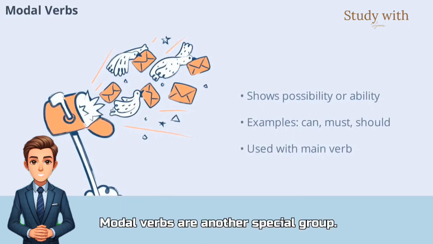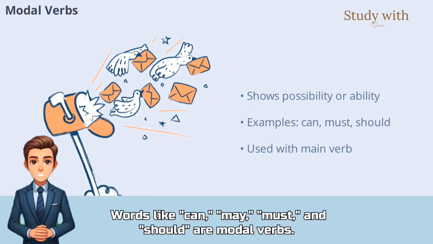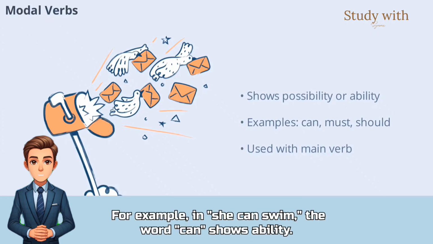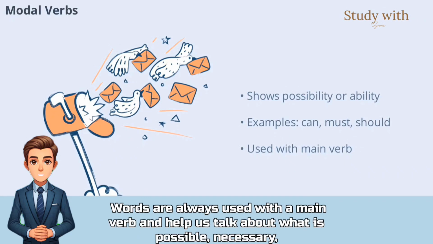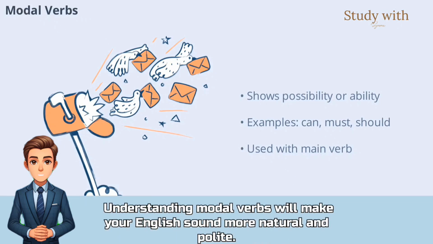Modal verbs are another special group. They show possibility, permission, ability, or advice. Words like can, may, must, and should are modal verbs. For example, in she can swim, the word can shows ability. Modal verbs are always used with a main verb and help us talk about what is possible, necessary, or allowed. They add meaning to our sentences and help us express attitudes or opinions about actions. Understanding modal verbs will make your English sound more natural and polite.